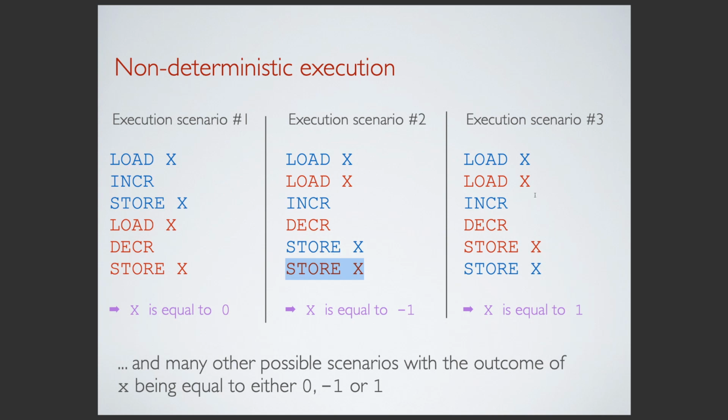You can have another scenario, which is kind of the same, but at the end it's thread 1 that is the last one to store the value of X. In that case, it's going to be equal to 1. Again, I'm giving you 3 scenarios here, but you can have all kinds of scenarios, many possible ones, and the outcome is always going to be either 0, -1, or 1, and it's not predictable.